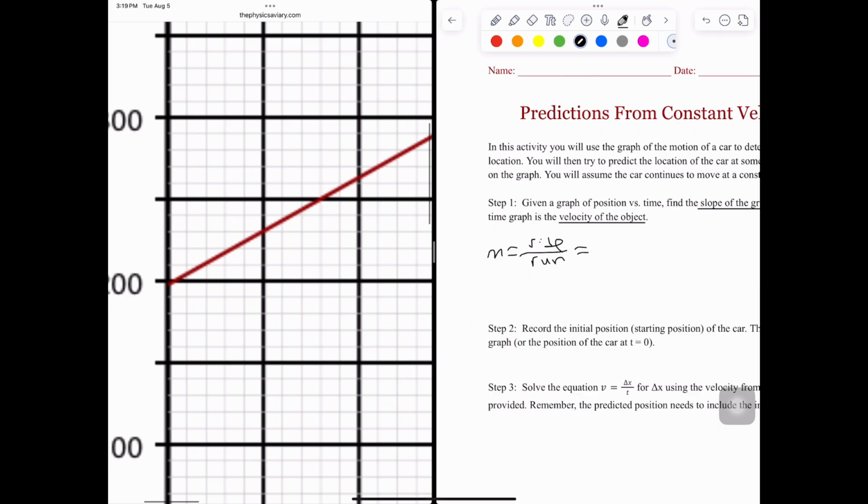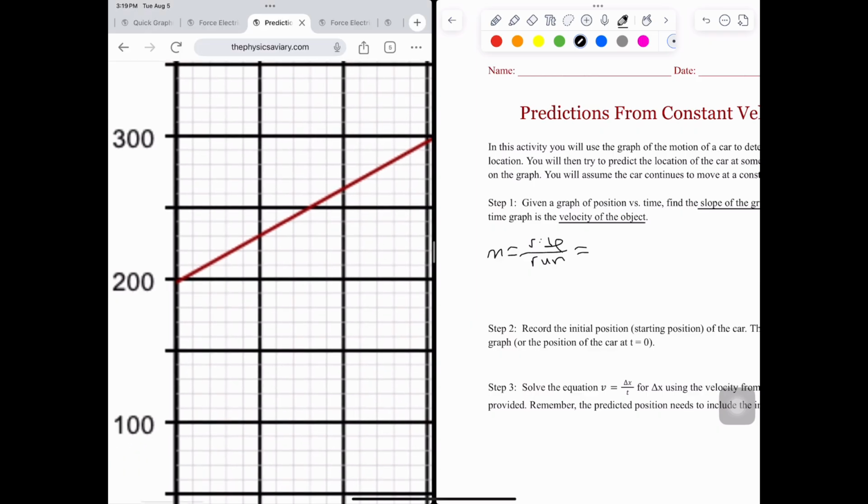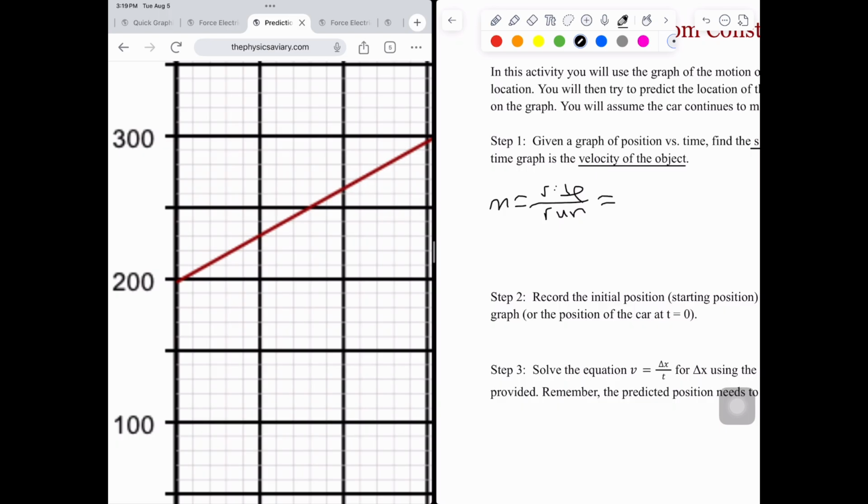Okay, now you can see your starting position is just a little bit less than 200. So I'm going to call my initial position x naught a little less than 200. So I'm thinking, I don't know, 198, 199. It's going to be a little less. So I'm going to go 198.